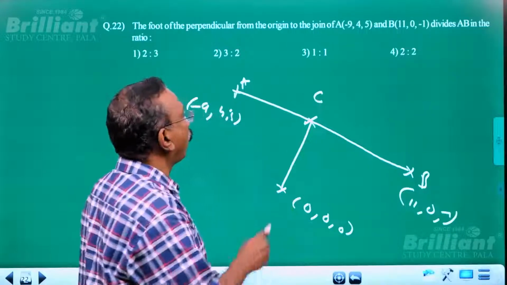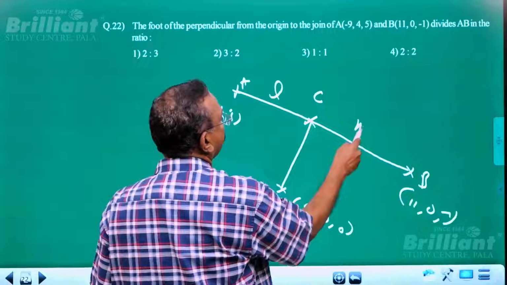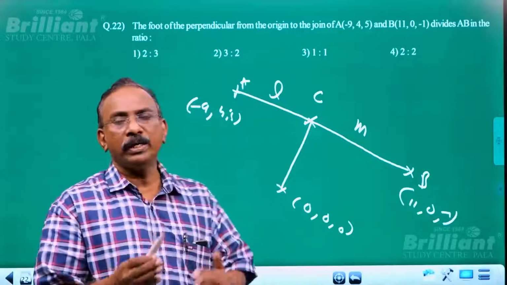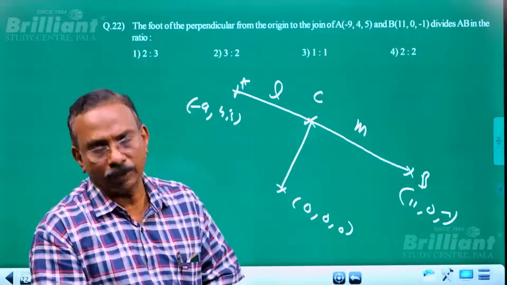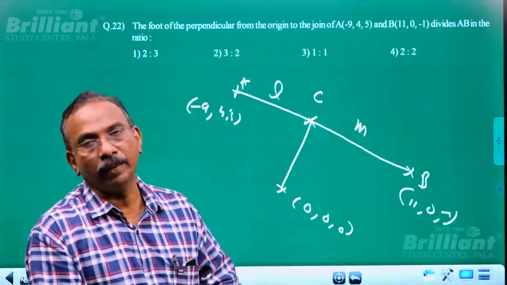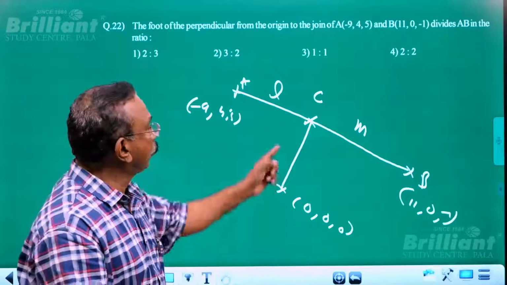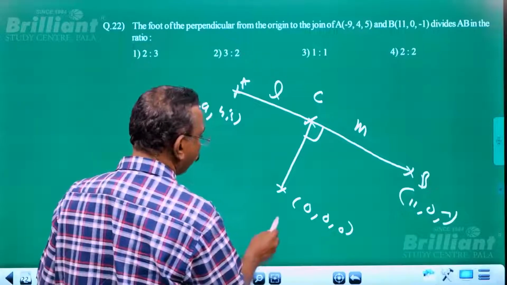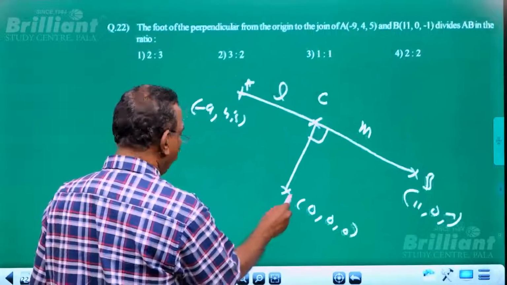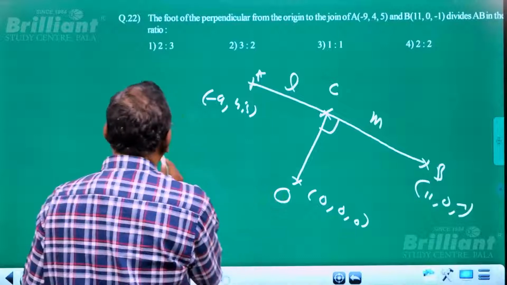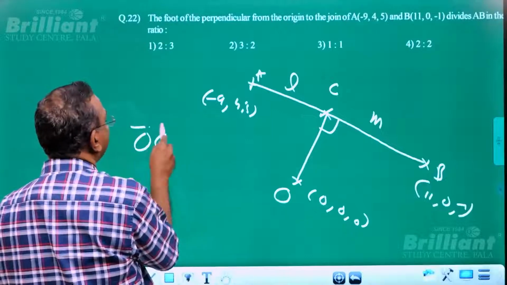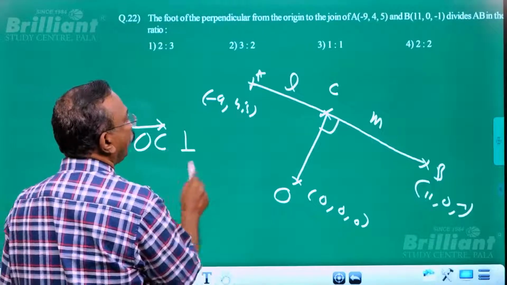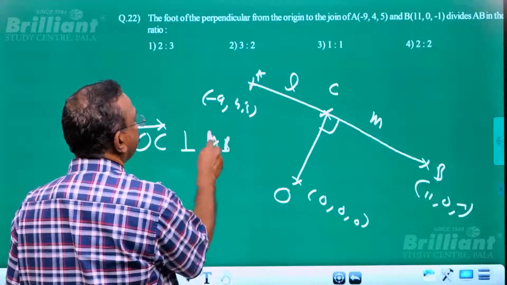You want to find L and M, because C divides the line joining AB in the ratio L to M. But it is not given; it is only given that this is 90 degrees. That means, with the origin O, the vector OC is perpendicular to vector AB. This is the situation.